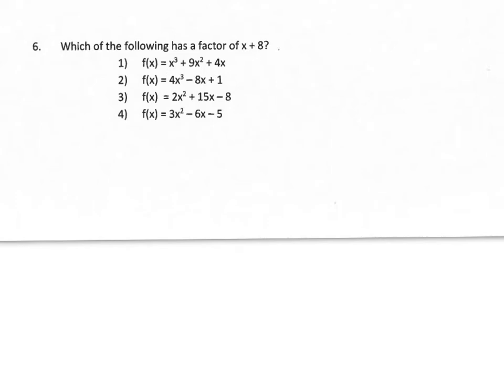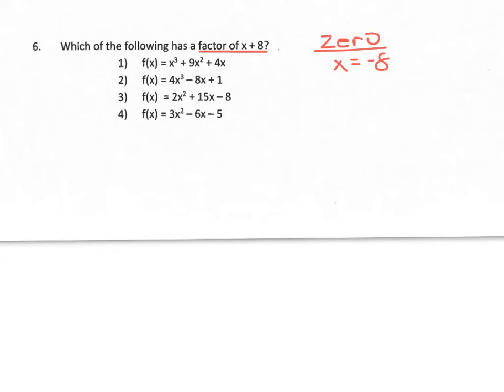All right, so number 6, which of the following has a factor of x plus 8? Well, I feel like the easiest way to do this is if we know that there's a factor of x plus 8, then there has to be a 0 at x equals -8, which means the graph is going to cross through the x-axis at -8. So I would just go to y equals in my calculator and graph these one at a time and see which one crosses through the x-axis at -8.